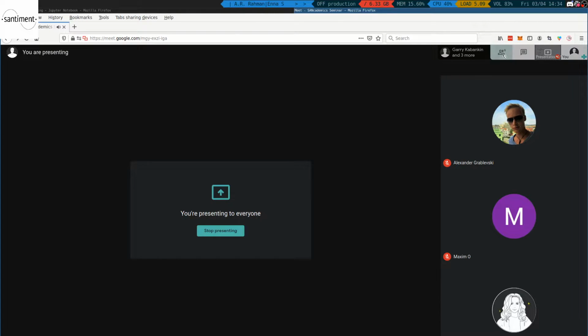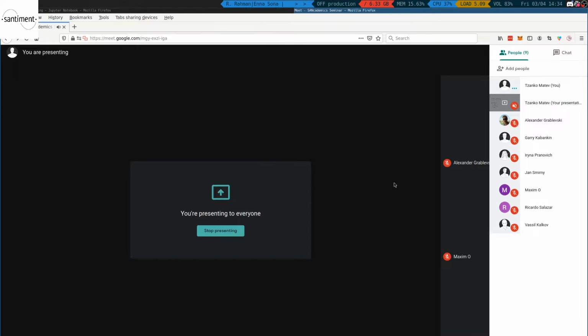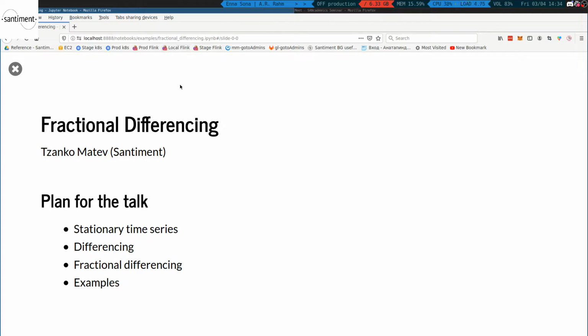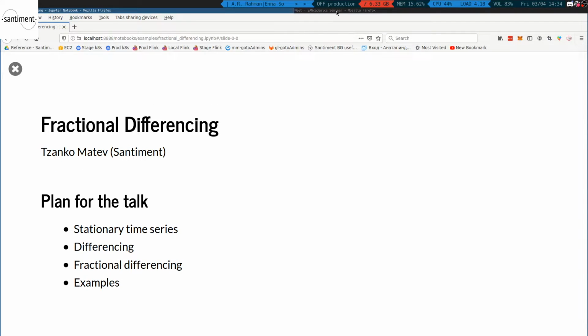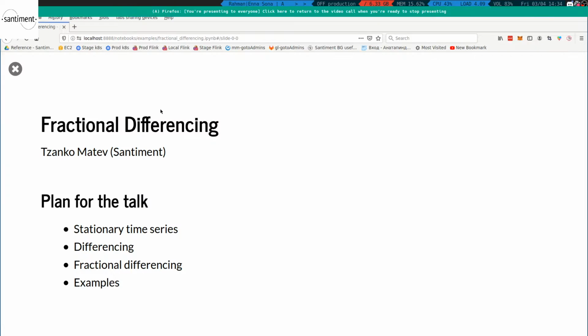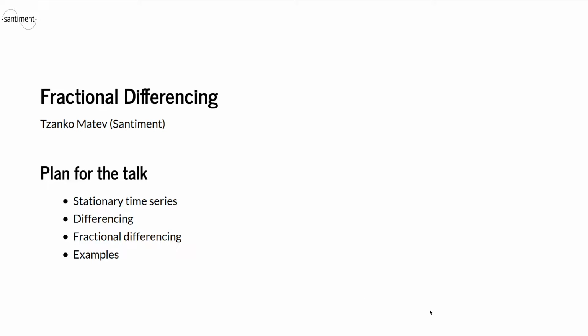Okay, then I guess we can start. So I will first start and I will present what fractional differencing is. I'll speak about the theory. And then, I don't know, Jan, do you have any interesting things to show us after that? Yeah, I could show this divergence thing that I did for the differencing. Okay, awesome. Maybe that's interesting.